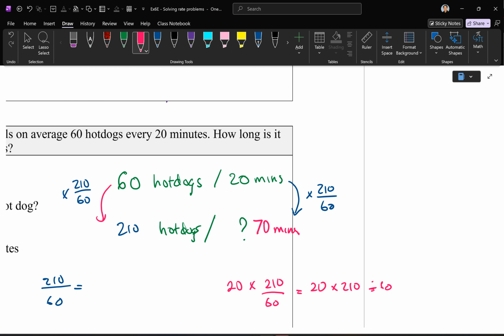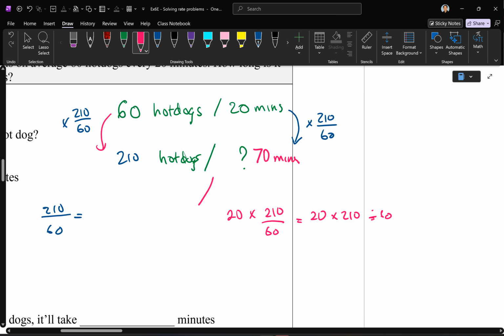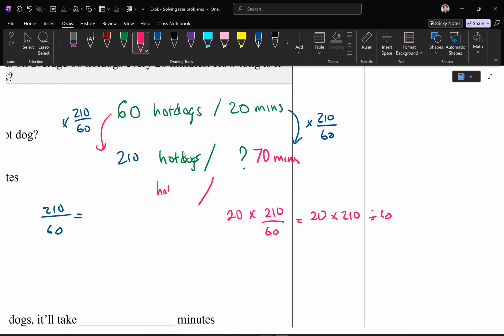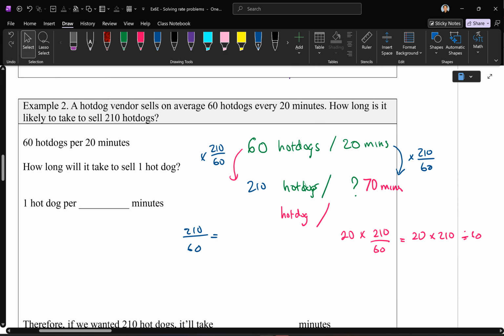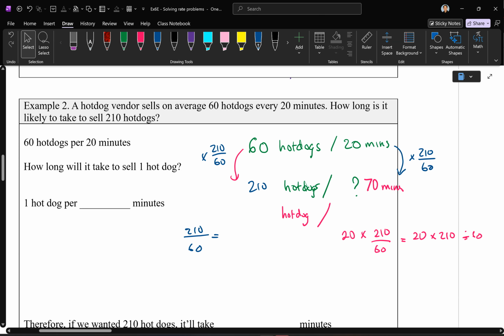Okay, so if you didn't have a calculator, what's another way to do it? Bo's method would have worked. Bo's method was to find what is it per minute? Oh, so not per minute, per hot dog. How long will it take to sell one hot dog? That's what it says. Oh, did I say that? No, that's what it says in the sheet. Yeah, because I wrote it there. Sorry. So that means I guided you. But yes, that is another way to do it as well.